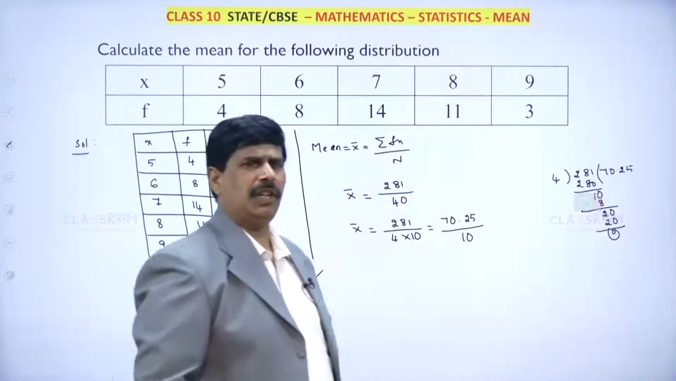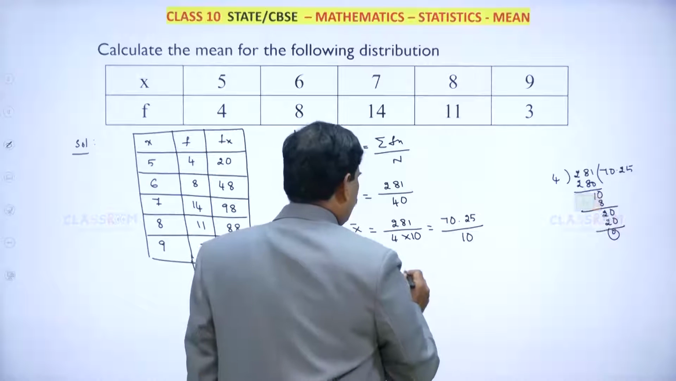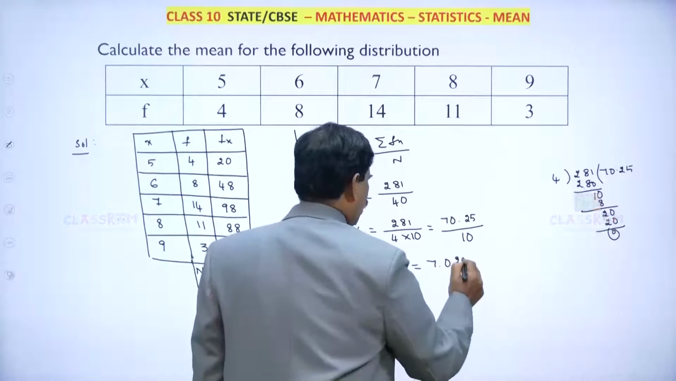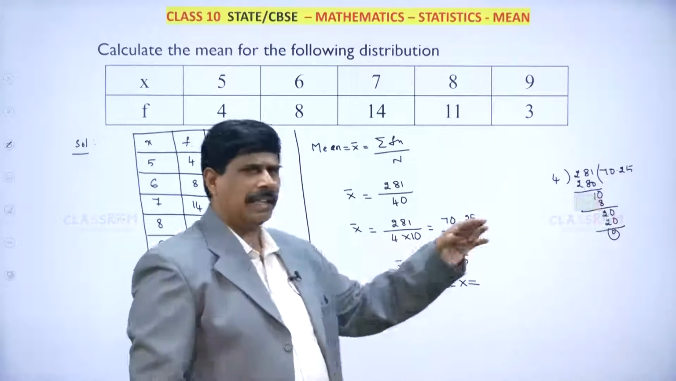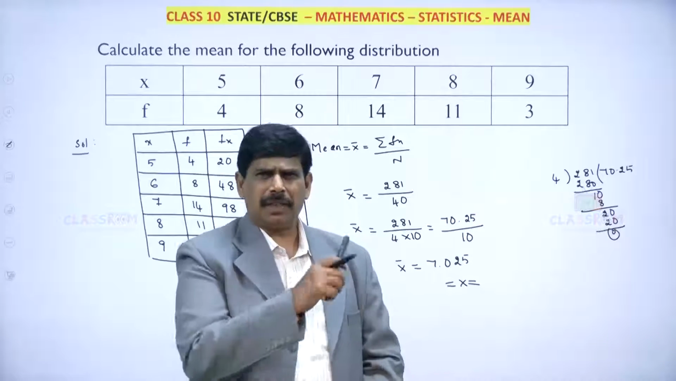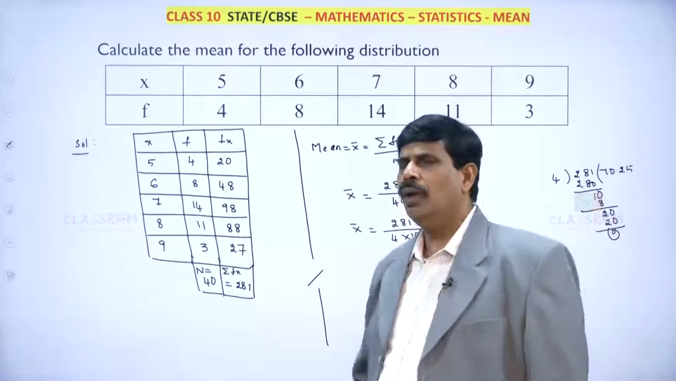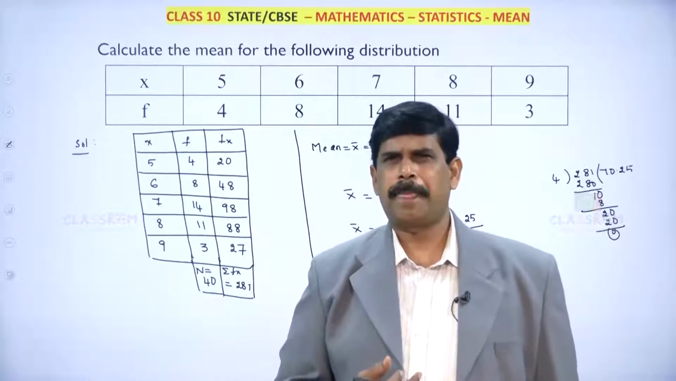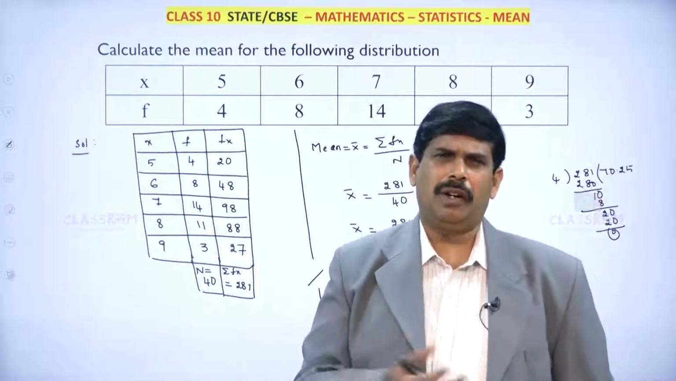So now what happens when you are dividing? The point shifts towards left side one place. So mean x bar is equal to 7.025. Remember children, when you are multiplying, the point shifts right side. When you are dividing, the point will shift left side. Is it clear? This is how you have to do when the observations come along with the frequencies.